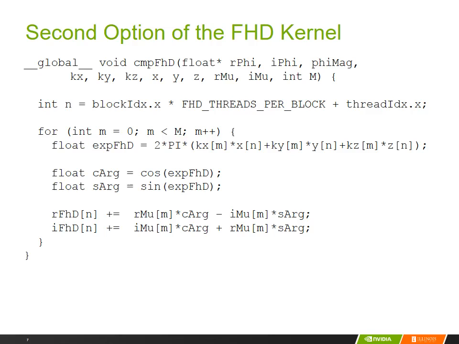So every thread will have a unique RFHD element and IFHD element. The thread is only going to be iterating through the RMU and IMU elements and keep accumulating into the same RFHD and IFHD elements. Because every thread is going to be accumulating into a different RFHD and IFHD element, there's no need for atomic operation. They're guaranteed not to conflict. So every thread is going to be sequentially accumulating more and more value into the same pair of RFHD and IFHD elements.